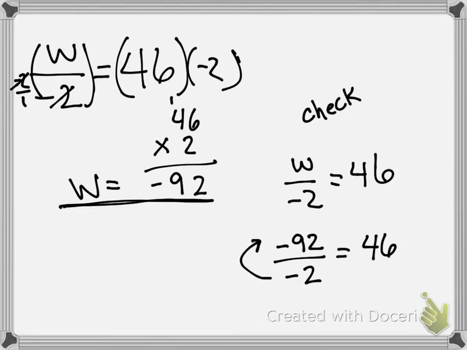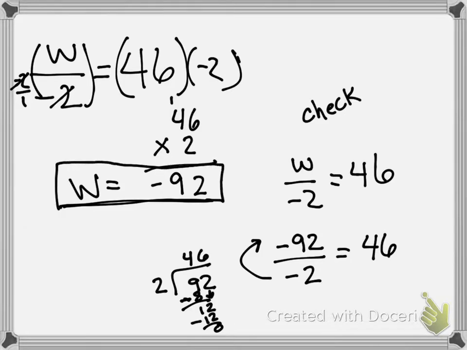Now we've got to divide 92 by 2. 2 into 8 goes 4 times. 4 times 2 is 8. We subtract, we get 1. Bring down our 2. 2 times 6 is 12. So we did get 46. So we go back and w is equal to negative 92.